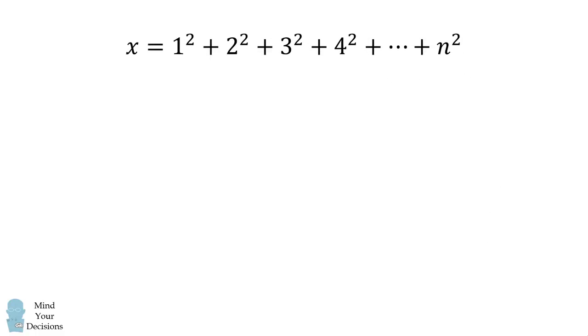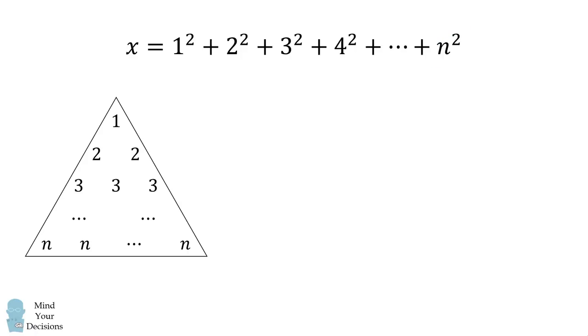So we want to solve for the value of x, where x is the sum of squares of the integers from 1 to n. To do that, we'll use a geometric illustration. 1 is equal to 1 times 1, which is just 1. 2 squared is equal to 2 times 2, which is the sum of 2 copies of 2. 3 squared is equal to 3 times 3, which is the sum of 3 copies of 3. This pattern will continue, where we get all the way to n squared, which is equal to n times n, which is equal to n copies of n. We've created a triangle here. We want to add up all the numbers in this triangle.